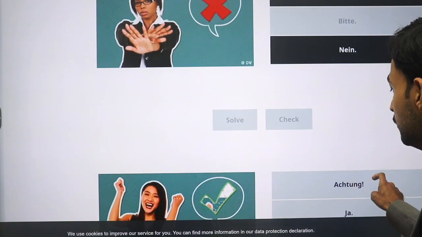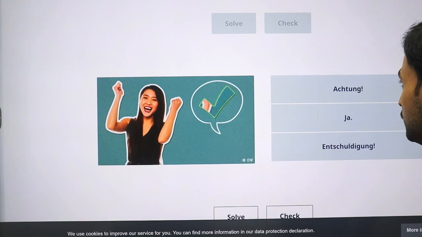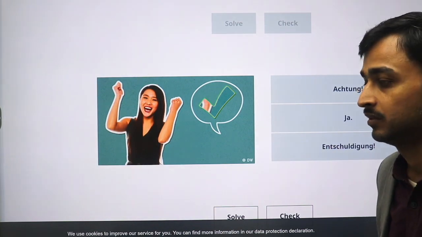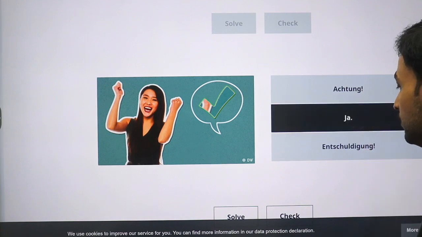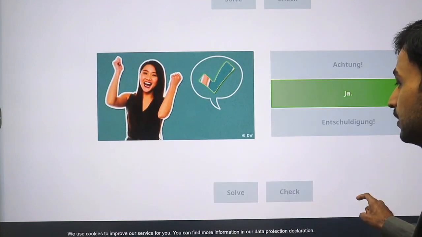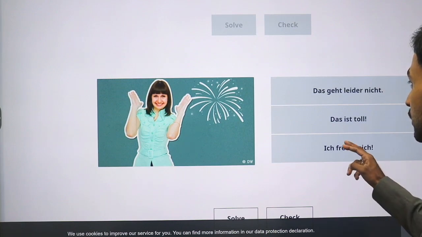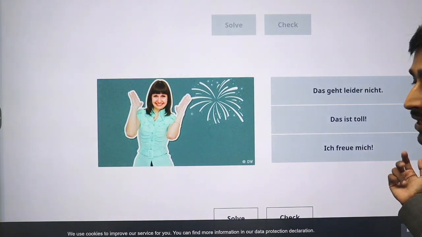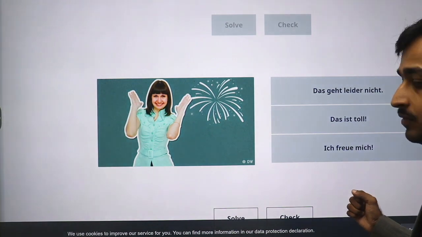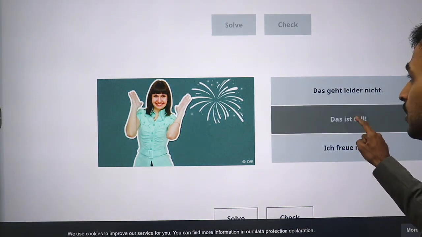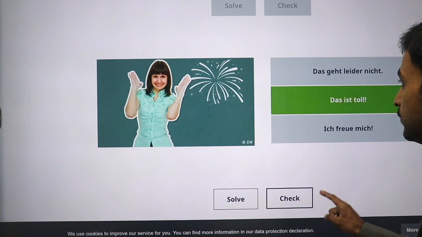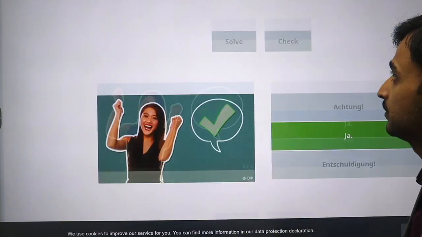Like this. Now the second picture, what is this? Achtung, ja, Entschuldigung. What does it mean? It means ja. We check, yes, correct answer. Similarly the third picture, what is this? Das ist toll, ich freue mich, das geht leider nicht. What does it mean? Das ist toll, she is very happy. That's great. So like this you can practice on this platform.